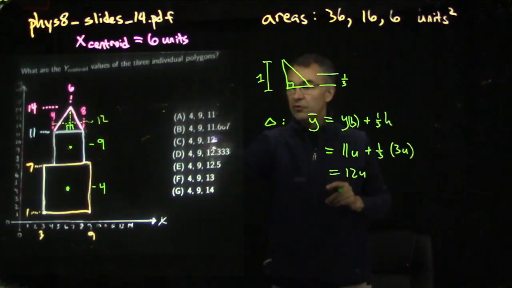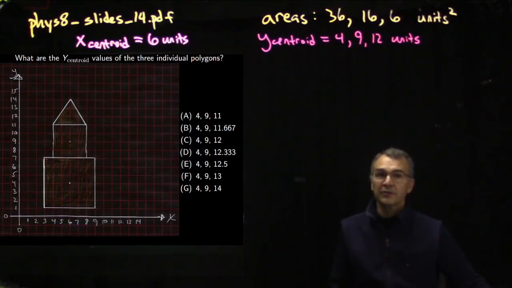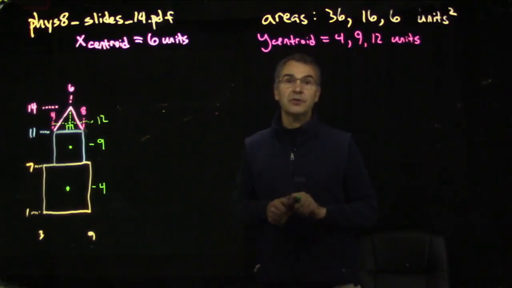So I think I like 4, 9, and 12. Answer C here. Now, what is y centroid for the entire shaded area consisting of the two squares and the triangle together? So let's work that out. It should be the centroids of the individual constituents, each one weighted by its area.